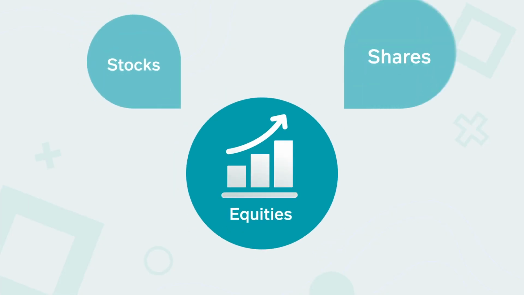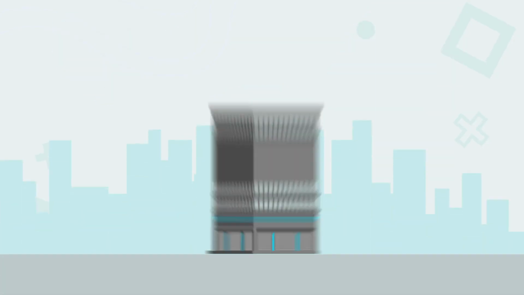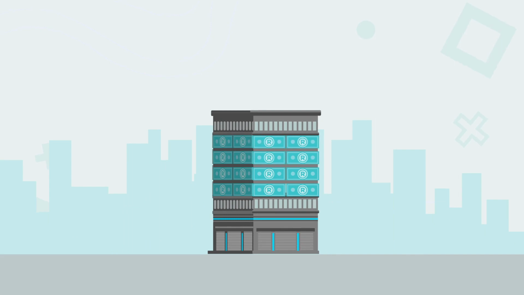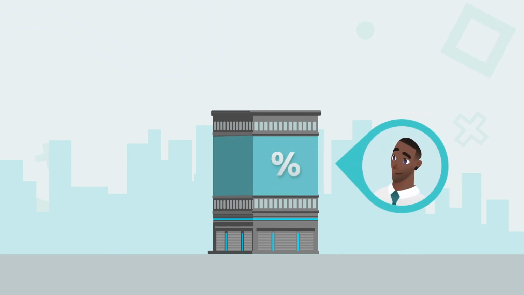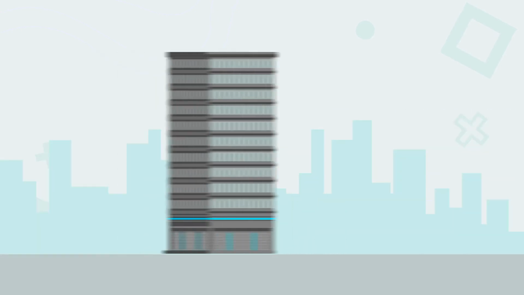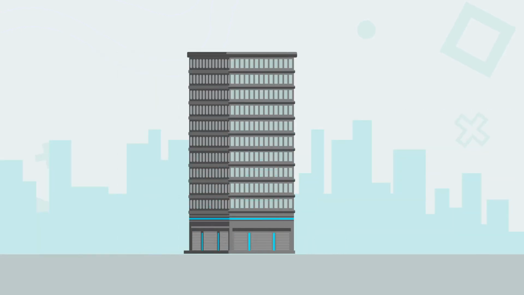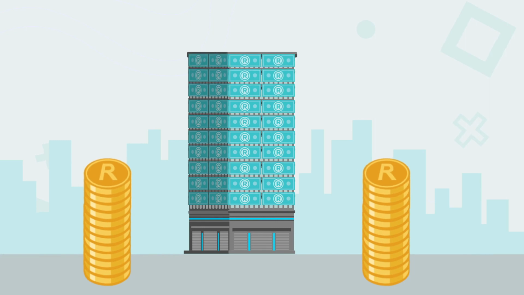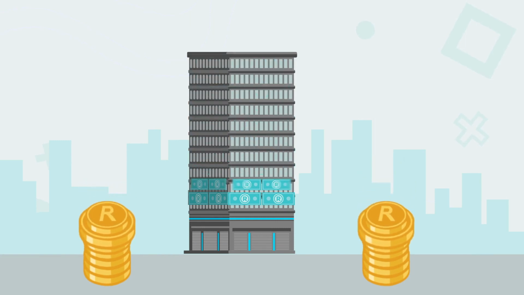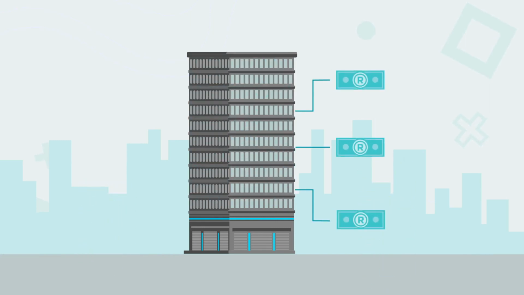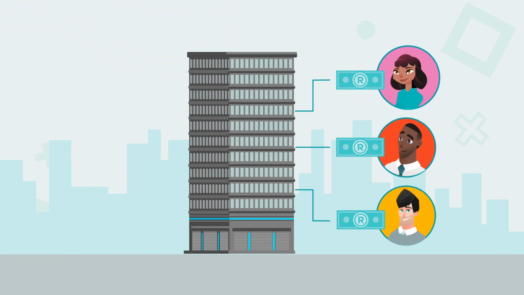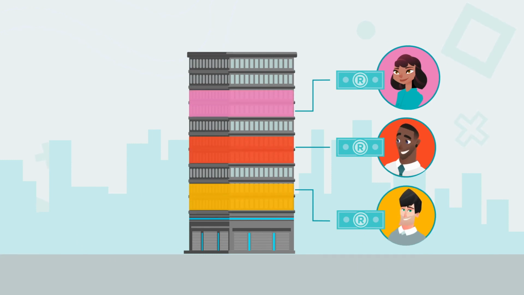Equity. Equities, also known as stocks or shares, represent a share of ownership in a company that you can buy. If you have equity in a company, it means you own a portion of that company. The value of a company's equity rises and falls over time as reflected by the share price, producing gains or losses for shareholders.